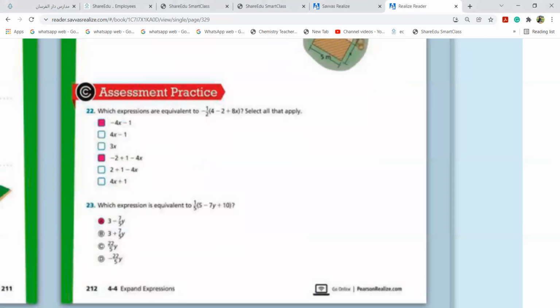We have 2 questions here. Minus half times 4 means it will be minus 2. Then minus half times 2 will be plus 1. Minus half times 8x will be minus 4x. Please check. So minus 2 plus 1 is minus 1, minus 4x. This is your answer. See, this one is the same as this and this one is this.